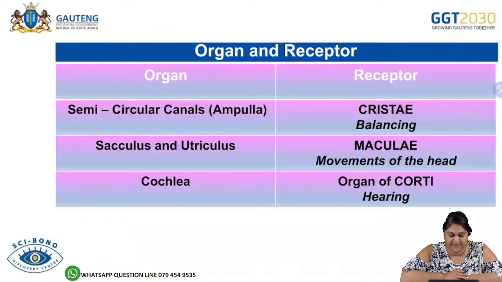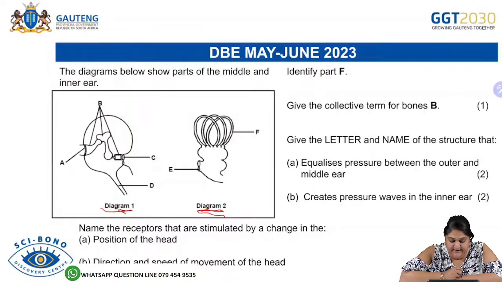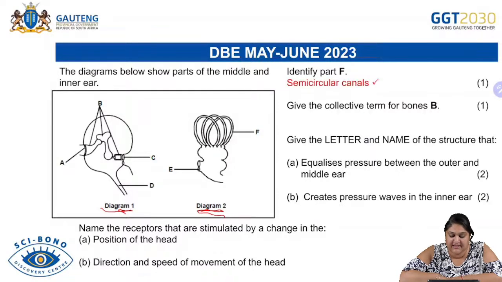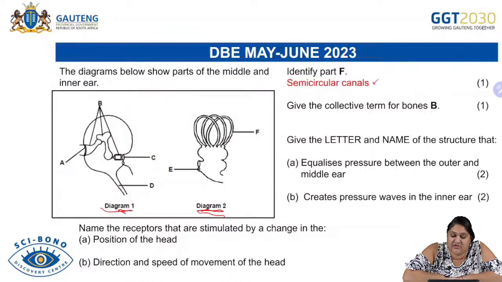Identify part F. Here we've got diagram 1 and diagram 2. What you first need to do is ask yourself what's happening in diagram 1 and what's happening in diagram 2. Diagram 1 is showing us the middle ear, and diagram 2 is showing us the inner ear. They want to know what F is. You know it is the semicircular canals. How do you know? We've got those loop structures, and they're at 90 degrees to each other. Give the collective term for the bones B.